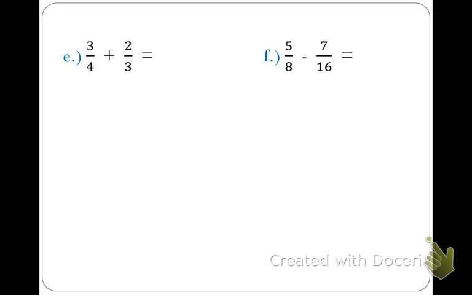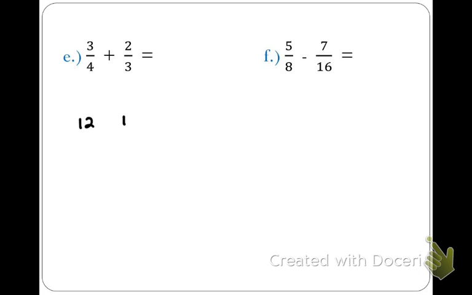Looking at these next two examples, do I have a common denominator? I do not, okay? So you got to look at the biggest denominator, which is the 4. Can a 3 go into a 4? No, so I have to think of the next multiple of 4. What's the next multiple of 4 that a 3 can go into? A 12, all right? So your common denominator is a 12.